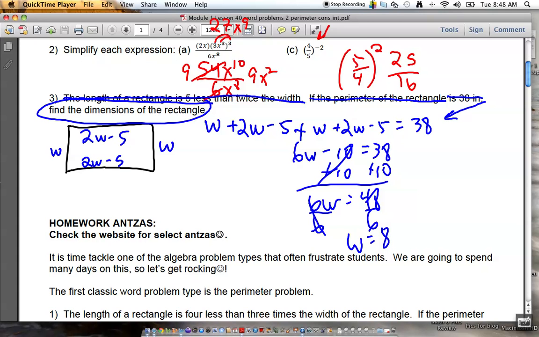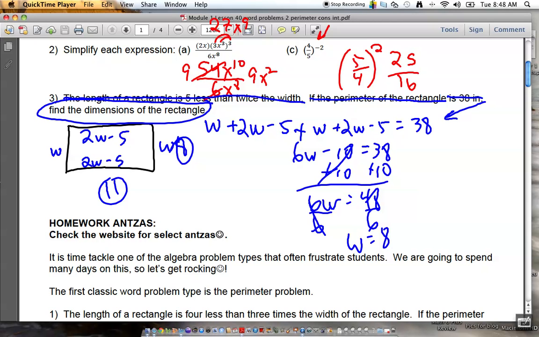Now, notice what I circled before. I circled the instructions. Did I find the dimensions of the rectangle? No. What are dimensions? Dimensions are length, width, height. Okay? So if the width is 8, what's the length? 11. 2 times 8 is 16, minus 5 is 11. So the dimensions are 11 and 8.